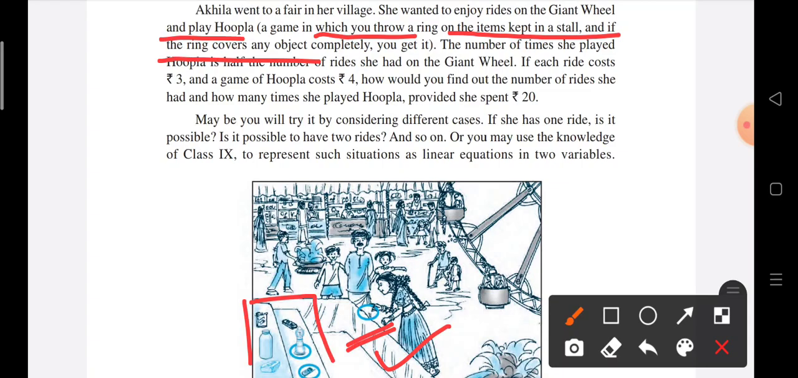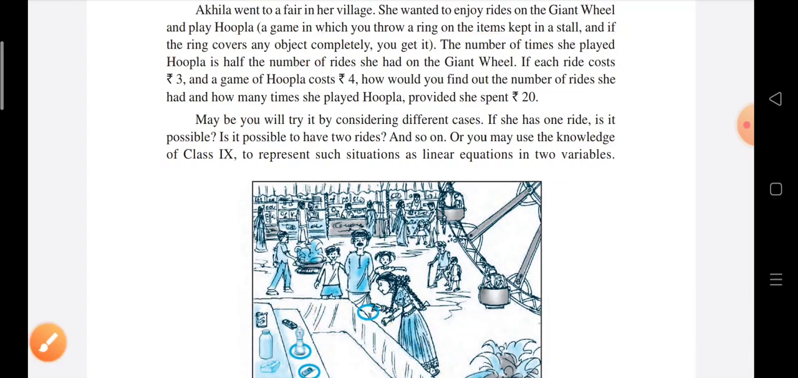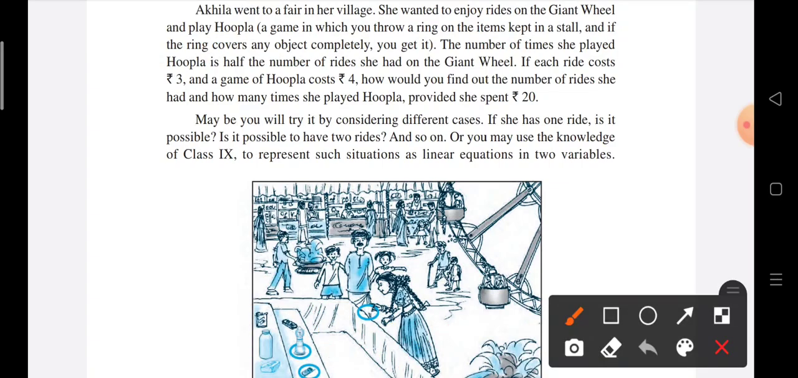Now the condition given to us is that the number of times she played hopla is half the number of rides she had taken on the giant wheel. Meaning the rides she had on the giant wheel are double the number of games she played for hopla. Or you can say that the number of times she played hopla is half of the number of rides she had on the giant wheel.